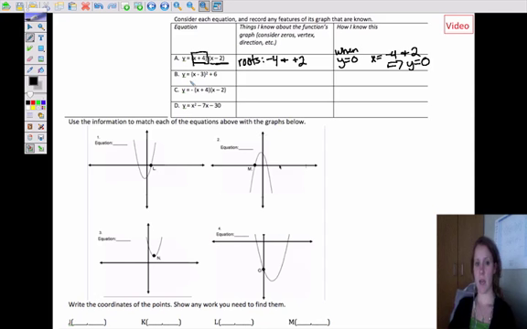For B, I have my equation given in vertex form, which means obviously that I get the vertex. If you remember, y equals a times (x minus h) squared plus k is our vertex form, where (h, k) is the vertex. And notice this is minus h, so h is positive. So my vertex is (3, 6). I know that is my vertex because of the nature of vertex form.